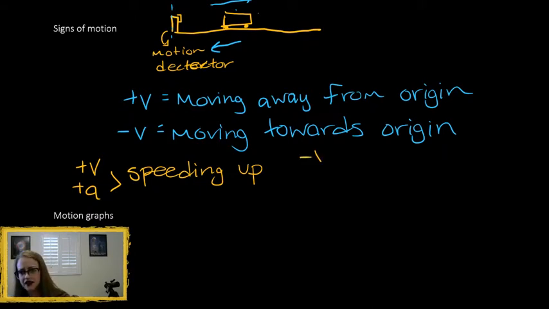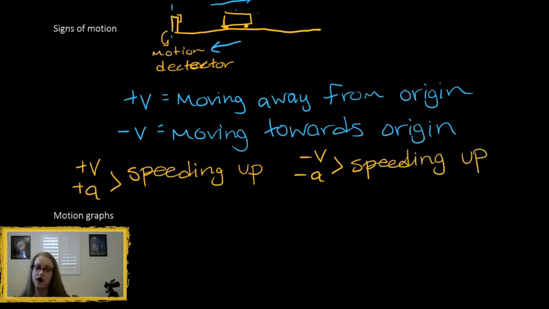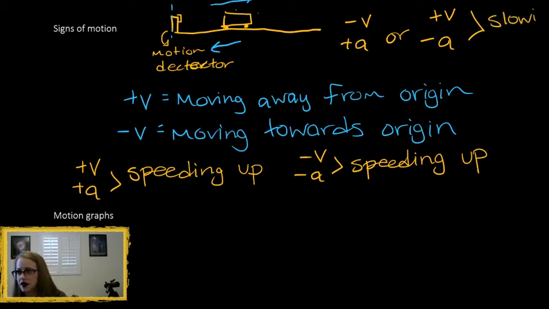If our velocity and acceleration are both negative, our object is also speeding up. So this would be like we are increasing our velocity towards the origin. And then what do you think about if our velocity is positive and our acceleration is negative? Or our velocity is negative, acceleration is positive? Both of these cases, our object is slowing down.